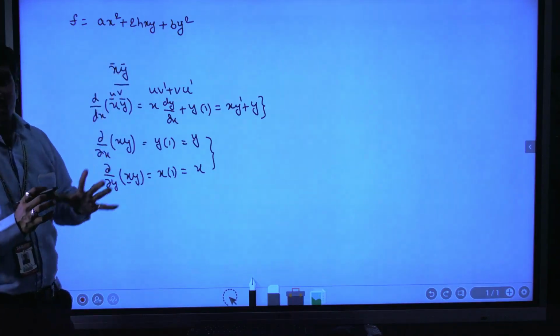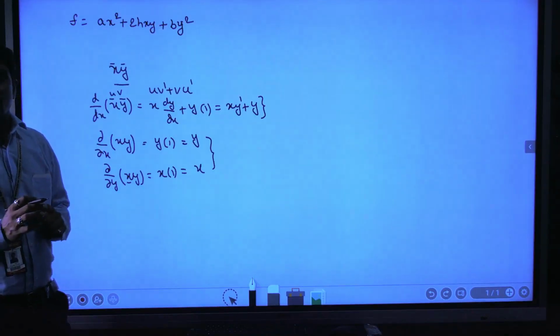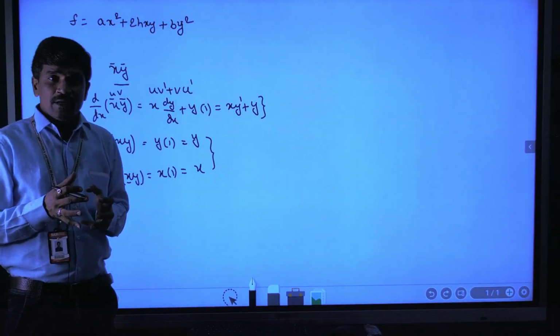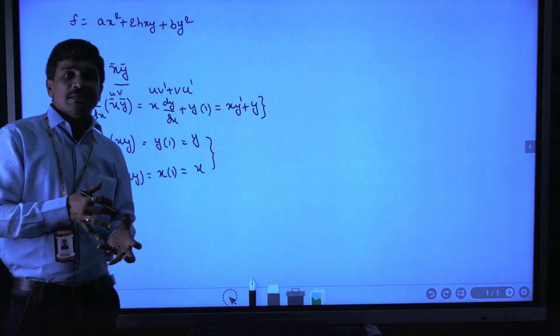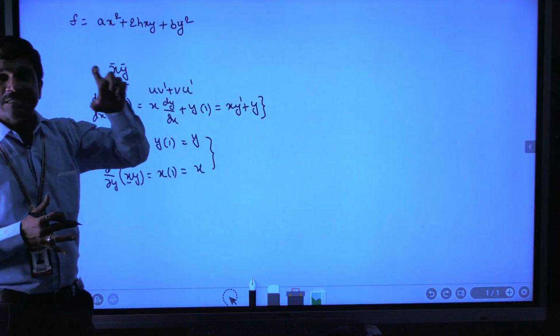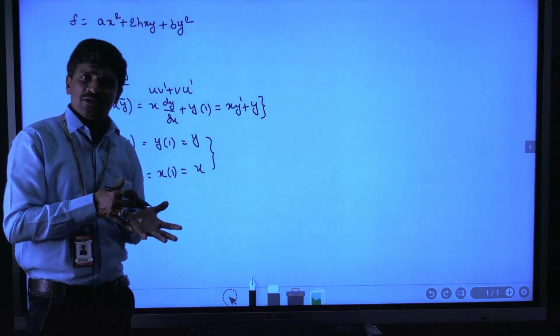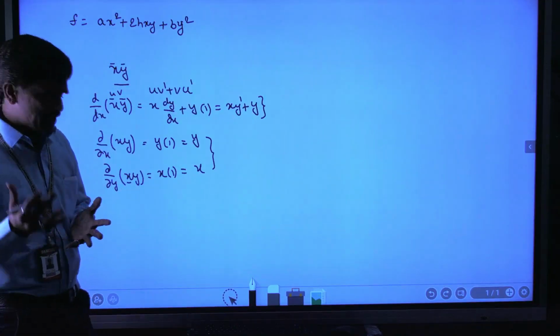So we can find the partial derivatives of this function. What are the partial derivatives here? First order and second order partial derivatives. So what are first order partial derivatives and second order partial derivatives?